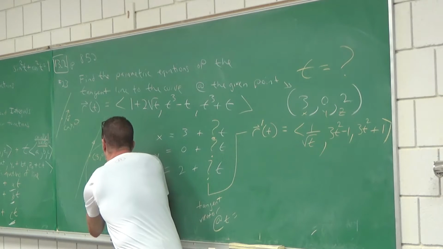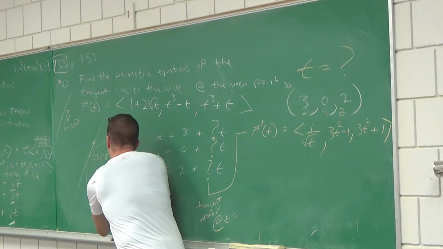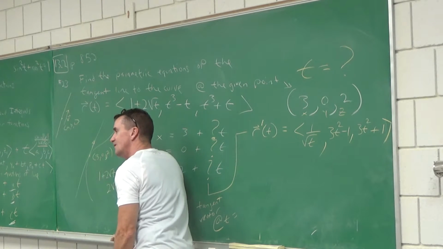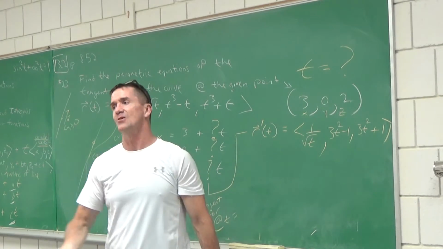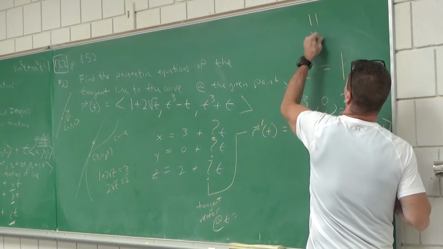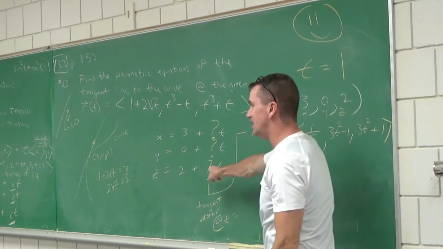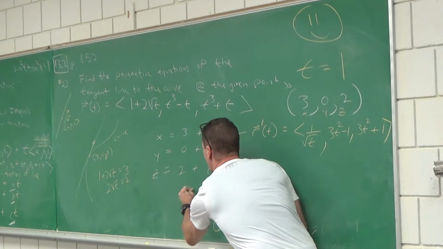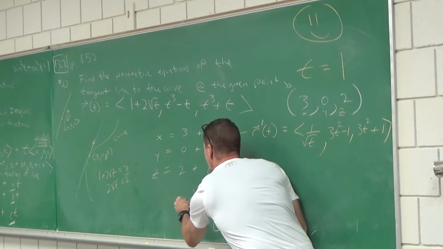I subtract the 1 on both sides. 2 squared of t equals 2. Do you know the t value? The mystery t value, t is equal to what? 1! That's what we're doing. So we're going to put here, everyone, r prime of 1. That's what we're putting in here.